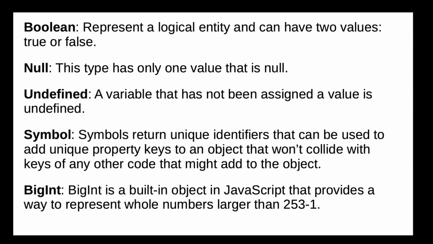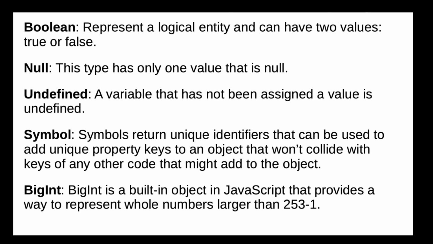And next is Boolean. Boolean represents a logical entity and can have two values, true or false. If you want to use true or false values, we use the Boolean. And next is null. This type has only one value, that is null, meaning 0, meaning that no value exists. Undefined: a variable that has not been assigned a value is undefined.